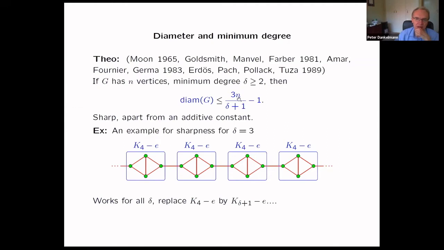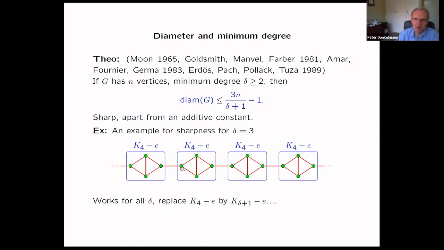N, the number of vertices, now in this bound has a coefficient of 3 over (delta plus 1). So for example, if we have a minimum degree of 3, then the diameter can be at most 3/4 n minus 1. And this bound, if we don't pay too much attention to the additive constant, and if we don't care whether this one is just right, this bound is then actually sharp.